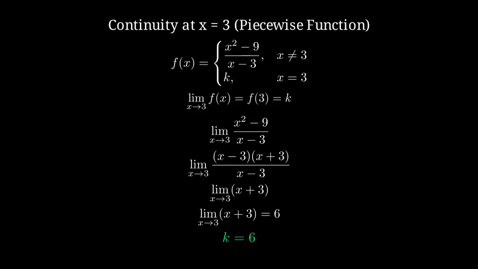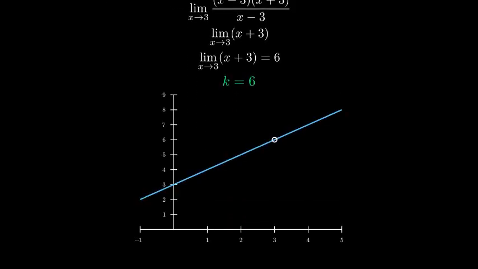Let's visualize why. The graph of the top piece is the line y equals x plus 3, but it has a hole at x equals 3. We fill that hole with a solid dot at y equals 6, and that makes the function continuous.